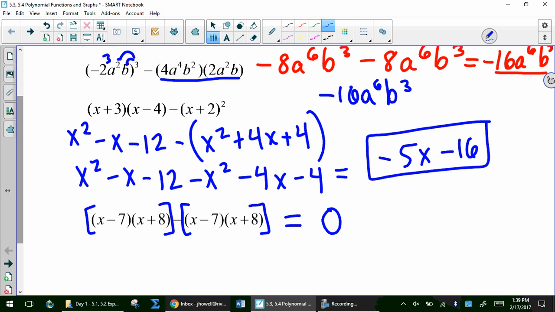Don't automatically look at the problem and be like, ooh, great, I can use the FOIL method, and then I can distribute. And then when you get to 0, you're like, oh, well, what if I just took a moment to read the problem? Okay? So make sure you're reading the problem, seeing what it's asking of you before you're jumping in to multiply everything. Okay? Good.